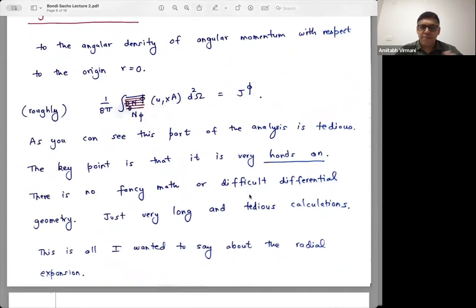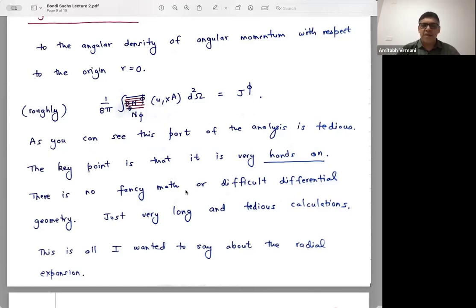Okay, so let me make a summary of all this. This might be a bit technical for people who have not seen this, or maybe technical for people who are not interested in this, but let me just make a summary. As you can see, this part of the analysis is tedious, a lot of calculations are required. But the key point that I wanted to say, and this is what I emphasized in my previous lecture also, is that the whole analysis is very hands-on. You can give it to a student, and the student can program these things and compute all the equations in powers of the 1 over r expansion.